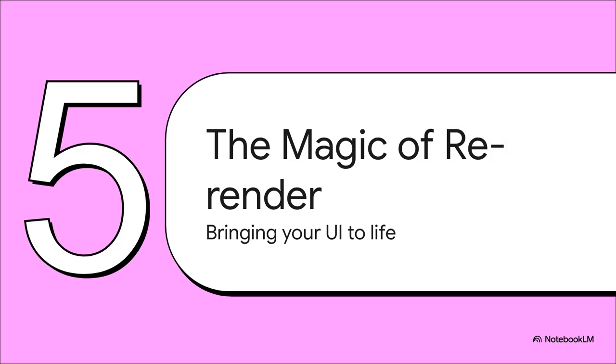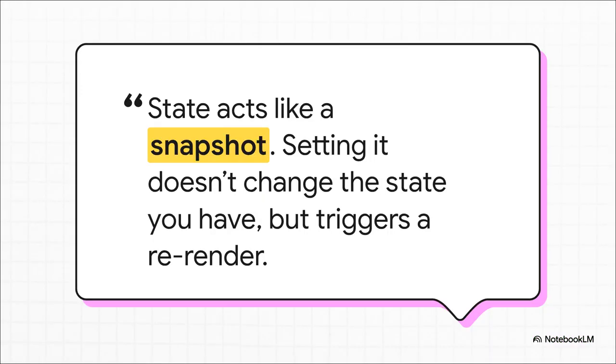Okay, so we have components, we have props, we have state. Now for the big payoff, the absolute magic of the re-render, which is how React actually brings your UI to life. The official React docs say it perfectly. State acts like a snapshot. This is such a crucial idea. When you update state, you aren't just changing a variable. No, you're telling React, hey, throw away the old version of this component and re-render it from scratch. But this time, use this new snapshot of data.